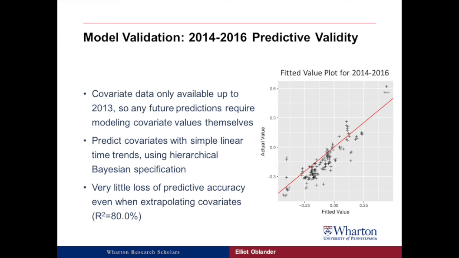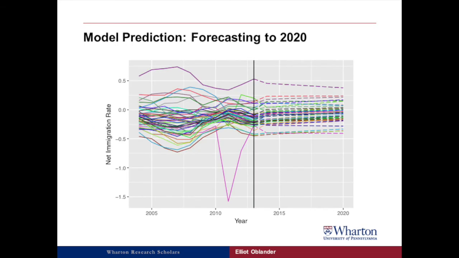The plot on the right shows the fitted values for 2014 through 2016, for which we don't have the covariate values, but do have the actual immigration rates. The R-squared is about 80%, which tells us that we don't lose much predictive accuracy even when we're extrapolating the covariates. Taking the method that we use to predict the immigration rates for 2014 to 2016, we can further extend that out to a longer horizon.